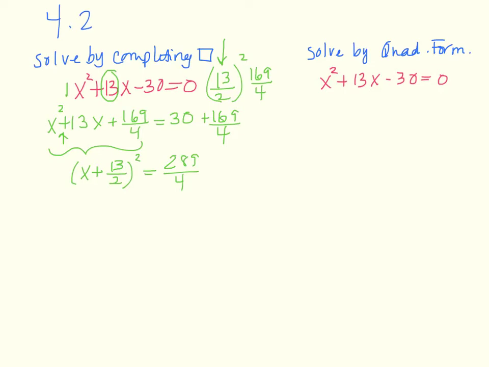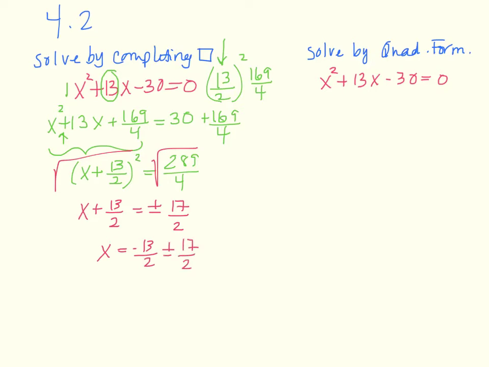And then I need to take the square root on both sides. So I'm going to root both sides. I'm going to get x plus 13 halves equals plus or minus the square root of 289, which is 17, and the square root of 4 is 2. So those both come out of the root. And I'm going to move the 13 halves over. So I'll have x equals negative 13 halves plus or minus 17 over 2.